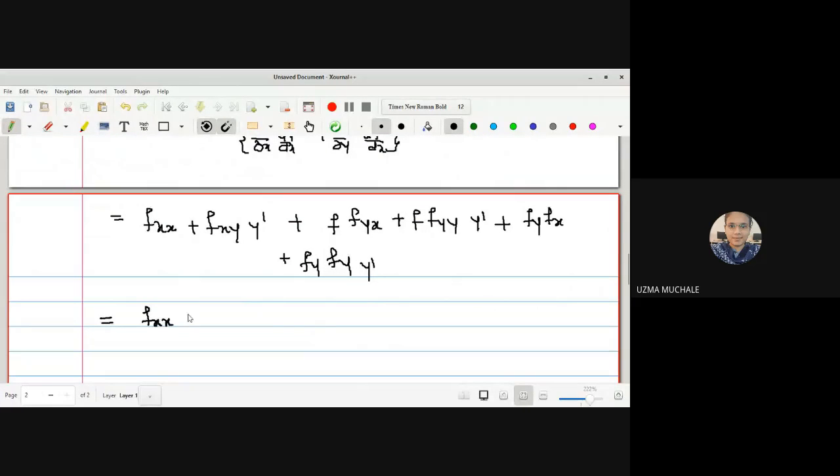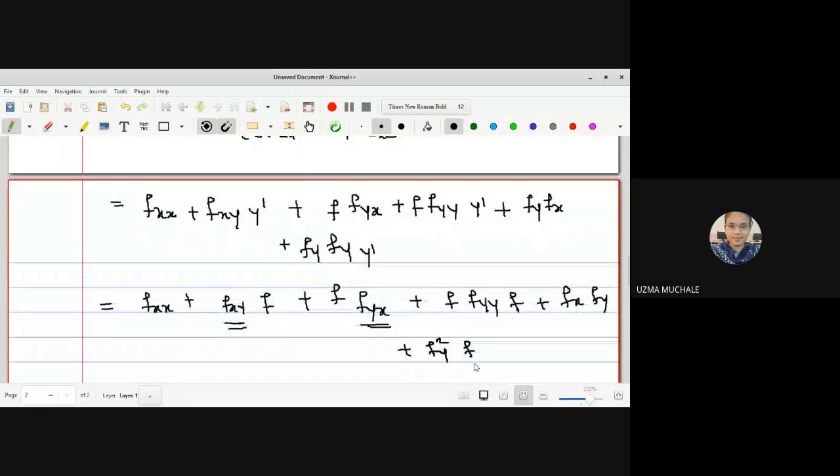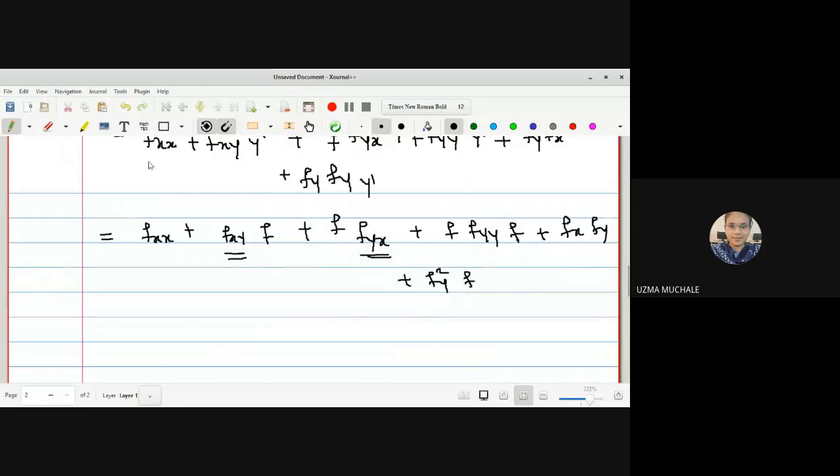So what will be the result? fxx plus fxy into f plus f into fyx. Now you have to tell me what will be the value of these two, whatever underlying terms I have written. This y dash is nothing but f, so I can write this as f square also. Here is fx into fy, plus, what we can write next is fy square into the value of fy dash, which is f. Can anyone tell me what is the value of these two terms?